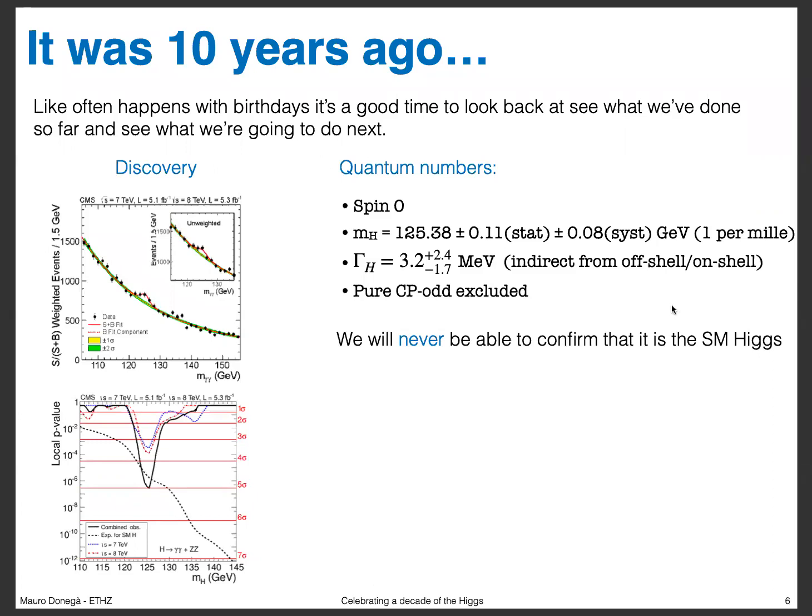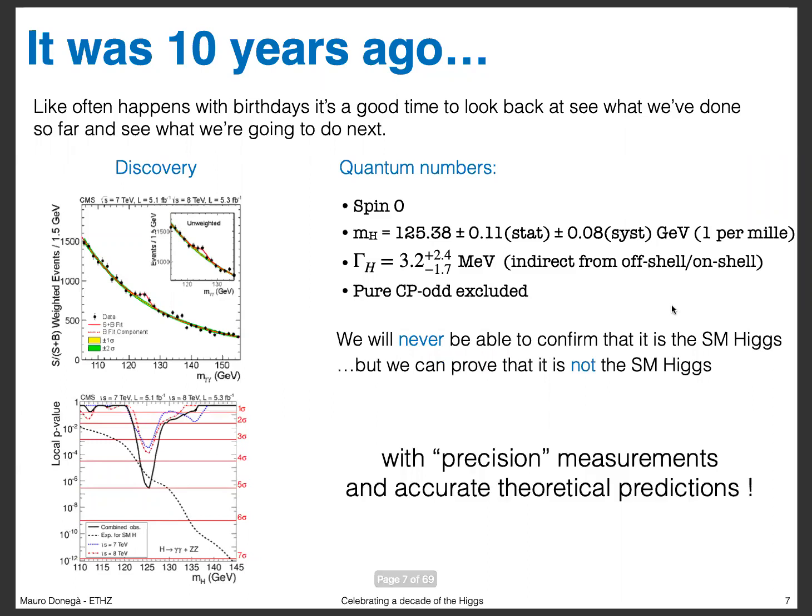Now, the point is that we will never be able to confirm that this is the standard model Higgs. The only thing we can do is to prove that it is not the Higgs boson. The way to do this, apart from finding physics beyond the standard model, which would be an obvious way to show that the standard model is not the ultimate theory, is to disprove that it is the standard model Higgs by doing precision measurements and accompanying them with accurate theoretical predictions.